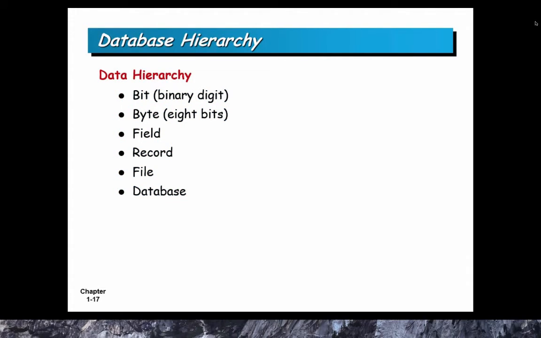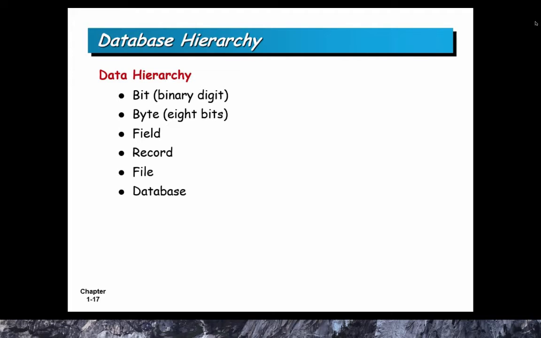How many different bytes can you have? How many bits in a byte? 8. How many different values? 2 to the 8th: 256. 2, 4, 8, 16, 32, 64, 128, 256. Thank God they don't have 12 bits, because then I'd run out of fingers.